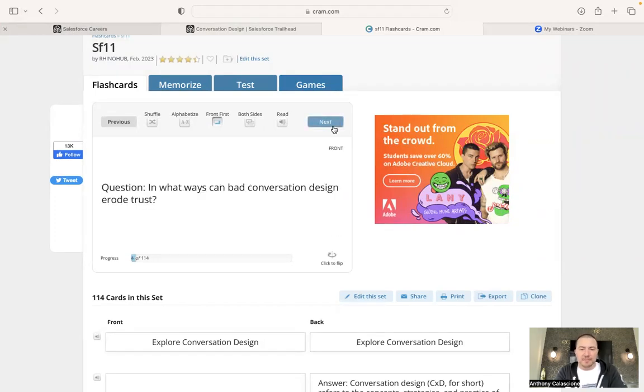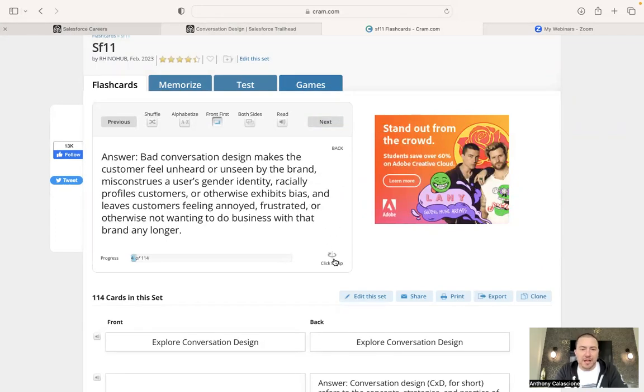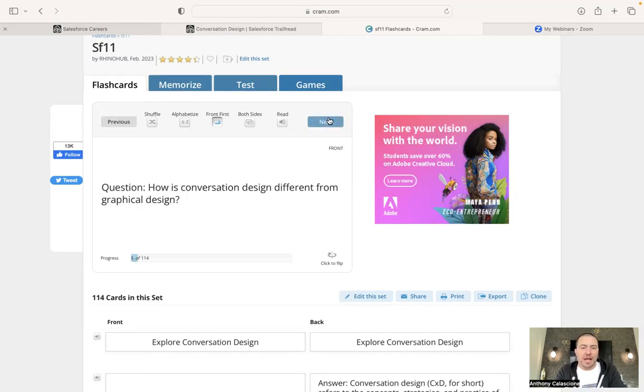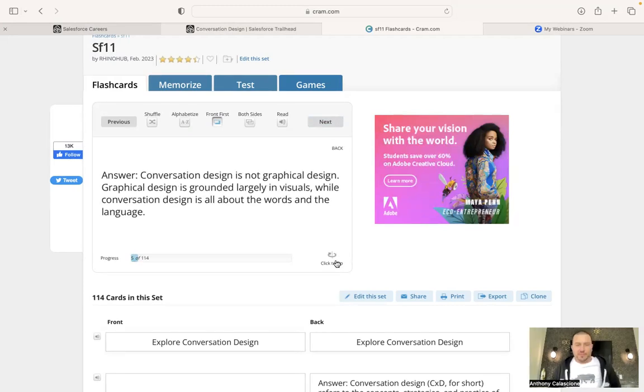In what ways can bad conversation design erode trust? Bad conversation design makes the customer feel unheard or unseen by the brand, misconstrues a user's gender identity, racially profiles customers, or otherwise exhibits biases and leaves customers feeling annoyed, frustrated, or otherwise not wanting to do business with that brand any longer.